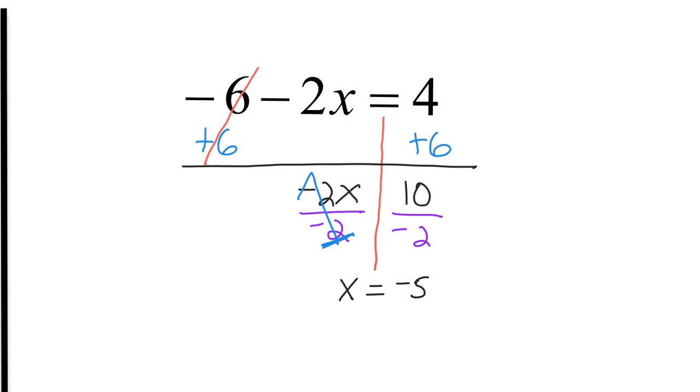And remember that when you're dividing or multiplying, if you guys have an odd number of negatives, the answer is negative. But if you guys have an even number of negatives, the answer will be positive. But right now we only have one negative, so my answer is negative 5, right here.